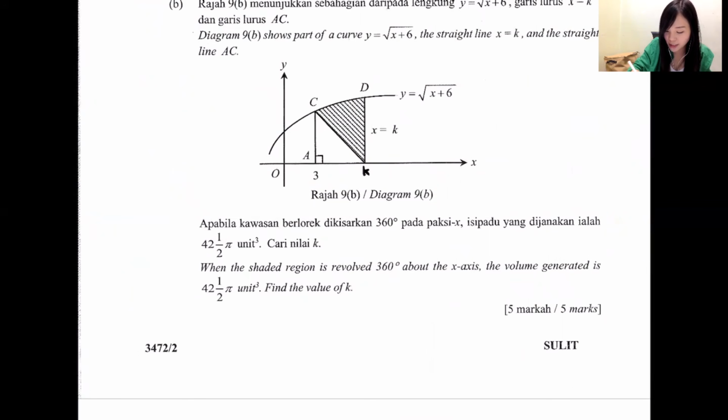So I'm quite sure that this spot here will be k. This spot here, they already say 3. And they even put 90 degrees for you. So these two lines are definitely two vertical lines, okay?